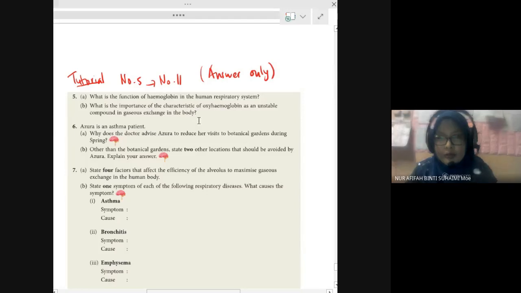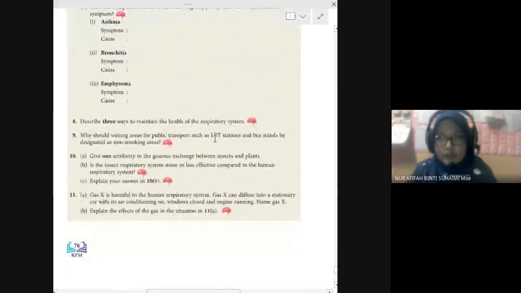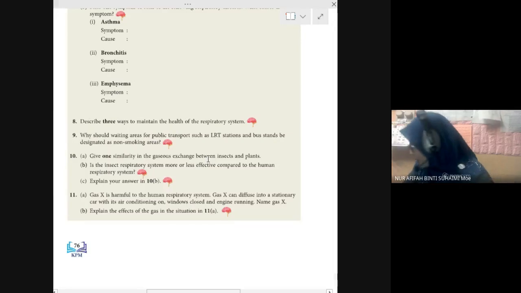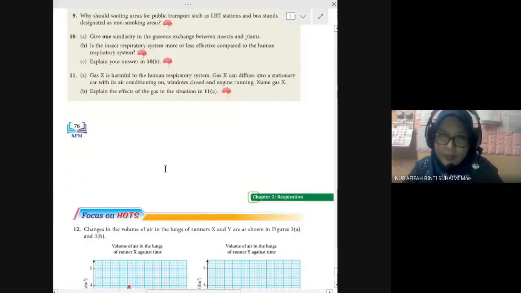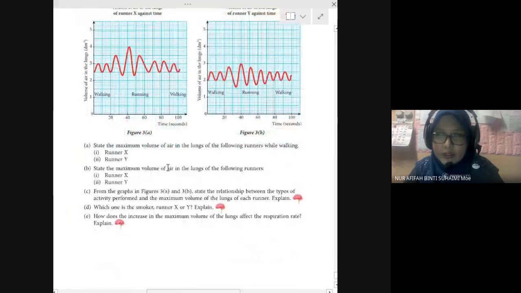Function hemoglobin. Okay. Boleh cari semua dalam buku teks ni jawapan. Tapi dekat belakang ada jawapan ke? Dekat belakang buku teks ada jawapan ke? Macam ada tapi certain kan? Ke semua ada? Yang hot ni.